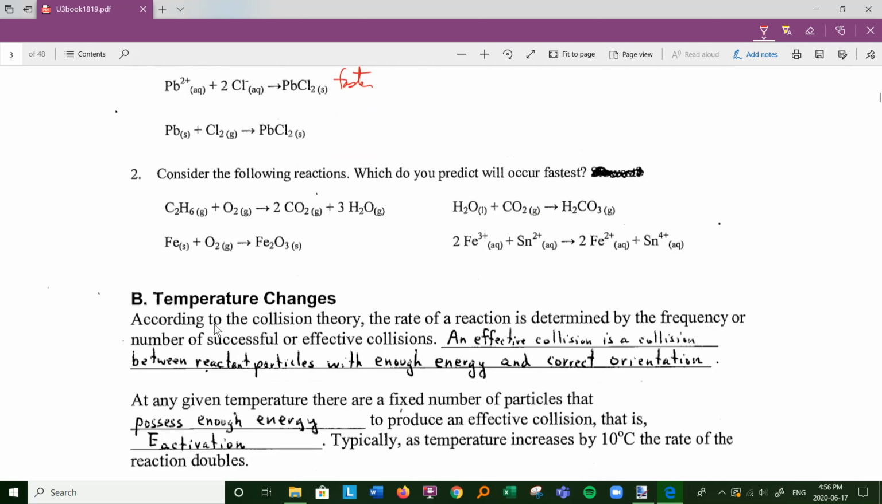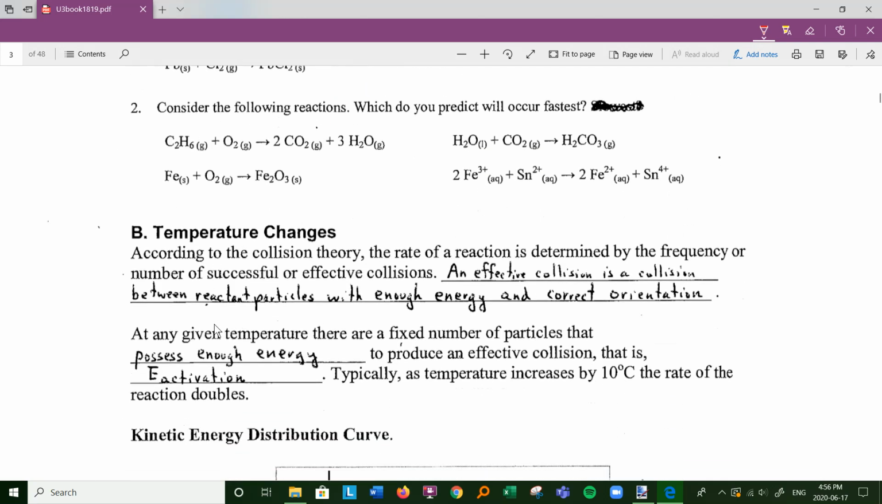Next one, which would you predict to be fastest? Well, the fastest one here would be this one because you're not breaking any bonds. You aren't even forming any bonds. All you're doing is transferring electrons around. This is something that we're going to learn way near the end of the course in more detail. It's an oxidation reduction process, also called a redox process.